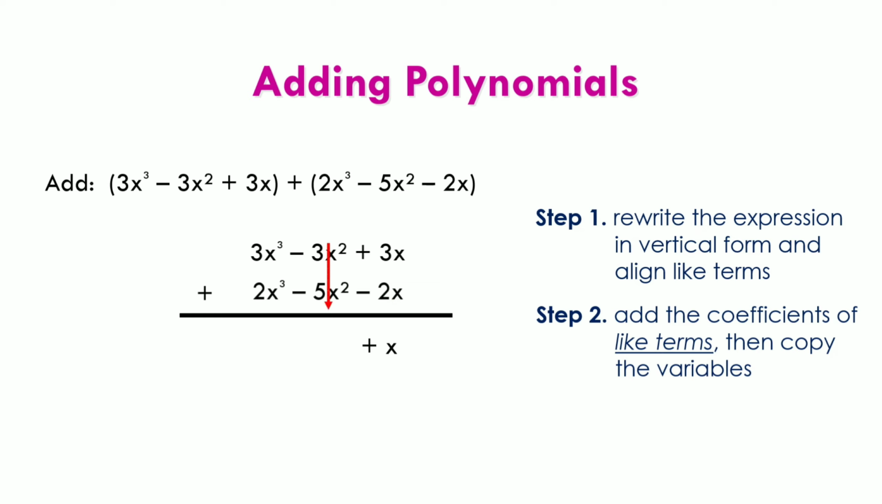Here we have negative 3x raised to the power of 2 plus negative 5x raised to the power of 2. Negative 3 plus negative 5 is negative 8. Then copy the variable, which is x raised to the power of 2. Here we have 3x raised to the power of 3 plus 2x raised to the power of 3. So 3 plus 2 is 5. Then copy the variable, which is x raised to the power of 3. And this would be the final answer.